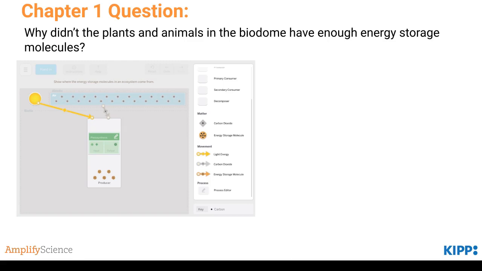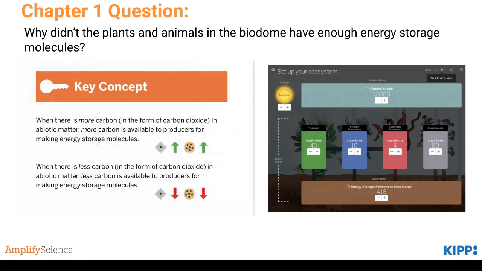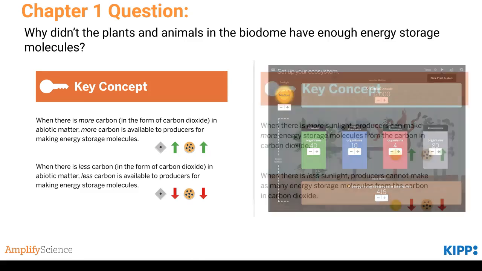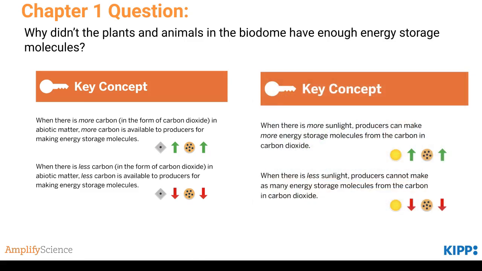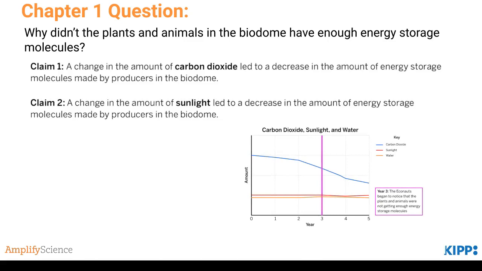Students use the sim to find ways to decrease energy storage molecules in the living things in the ecosystem, and through the simulation, they realize that there are 2 ways that they can do this. 1 is by changing the amount of carbon dioxide, and 2 is by changing the amount of sunlight in an ecosystem. In pairs, students discuss graphical data about the amounts of carbon dioxide, sunlight, and water in the biodome. They conclude that the amount of carbon dioxide led to a decrease in the energy storage molecules in the biodome.